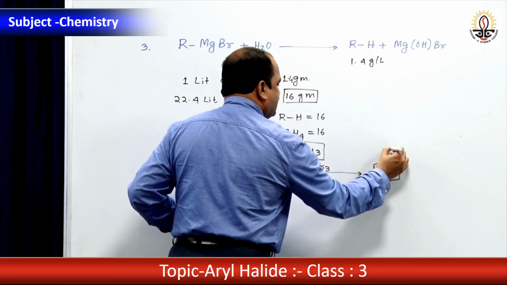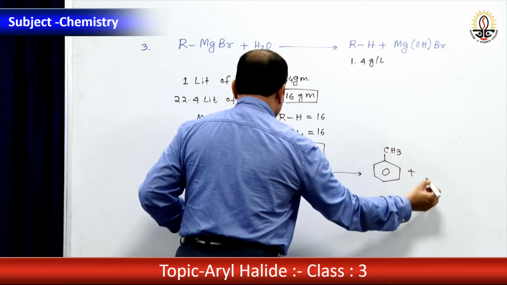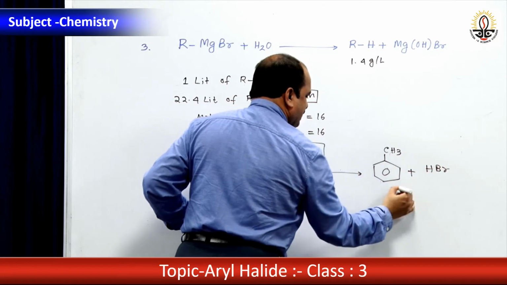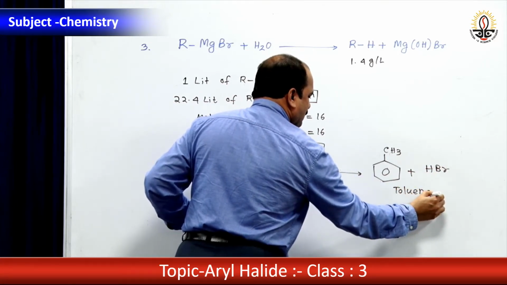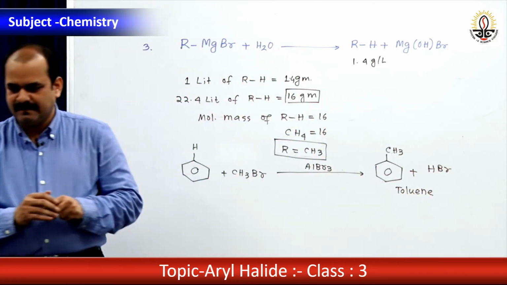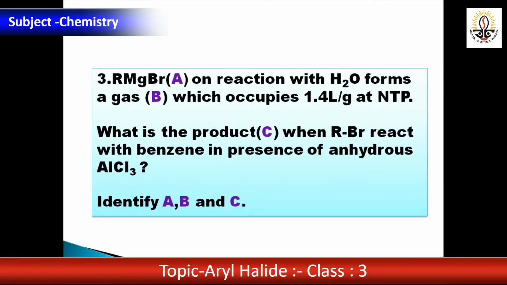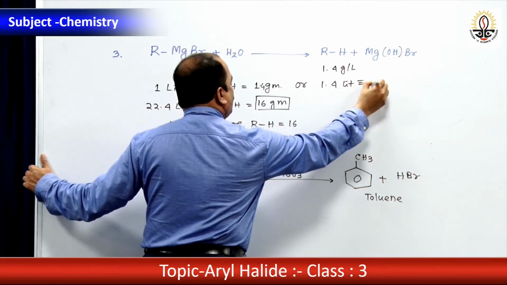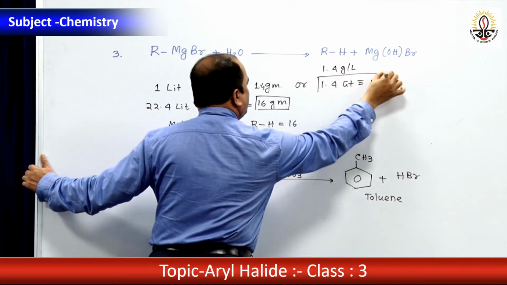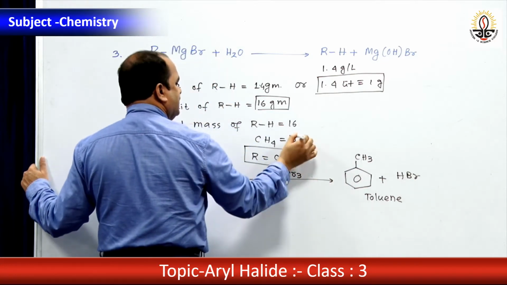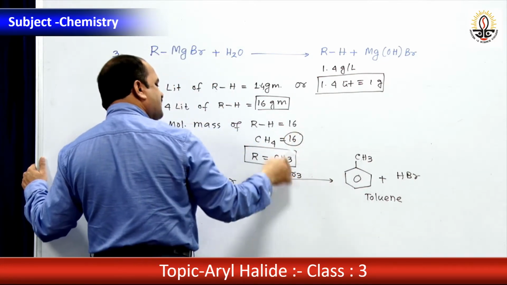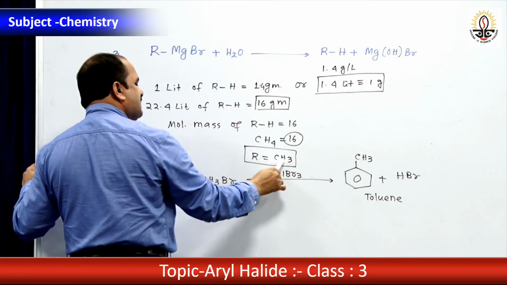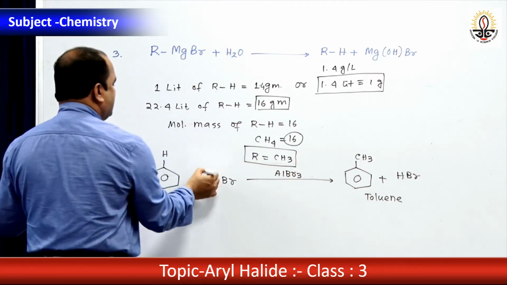Toluene, C6H5CH3, plus HBr is the byproduct. According to the question, the volume is 1.4 liter per gram, which means 1 gram is equivalent to 1.4 liter. On the basis of this numerical data, we can calculate the molecular mass of RH. As RH is equal to 16, R is equal to CH3 and RBr is equal to CH3Br.